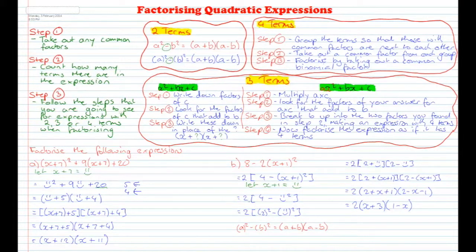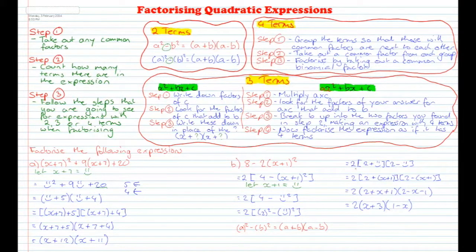Now, like I've said before, if you've got a number at the front of the brackets already, you can pretty much ignore that now, so we're just going to treat it as two terms. So if you have a look at the formula, you get a squared minus b squared in brackets is equal to a plus b times a minus b. So I've actually written that formula out here down the bottom.